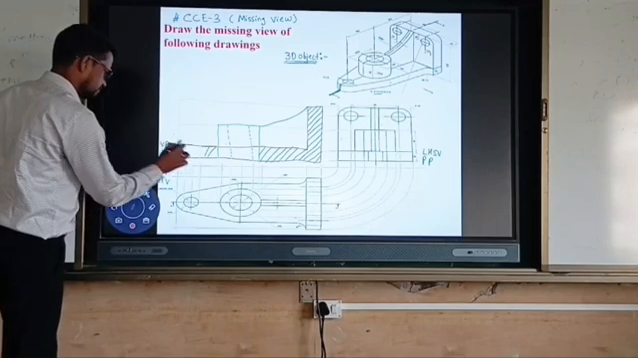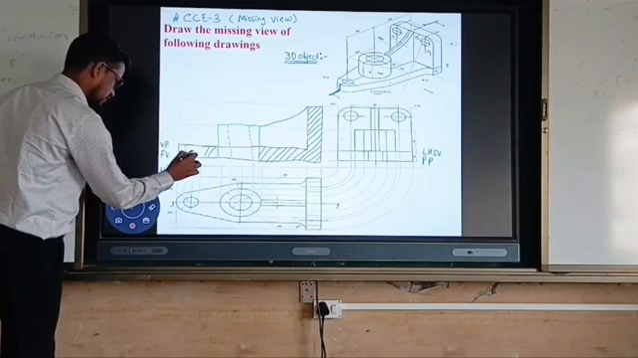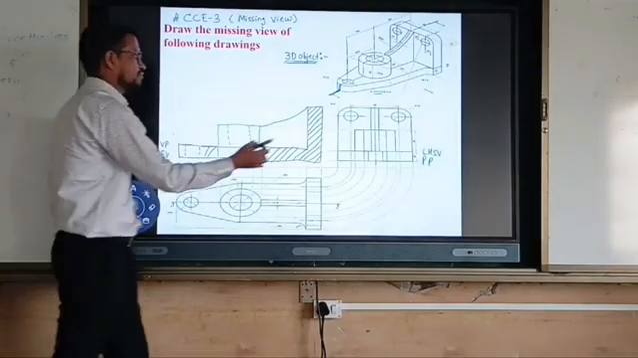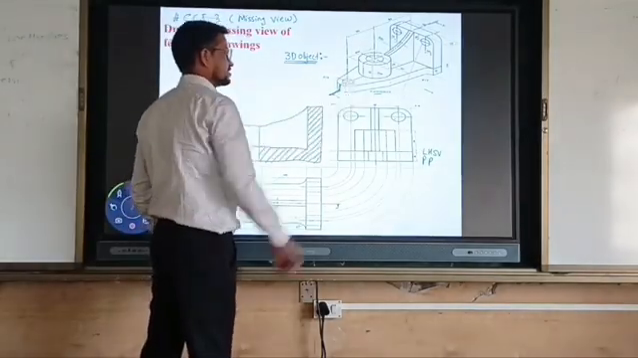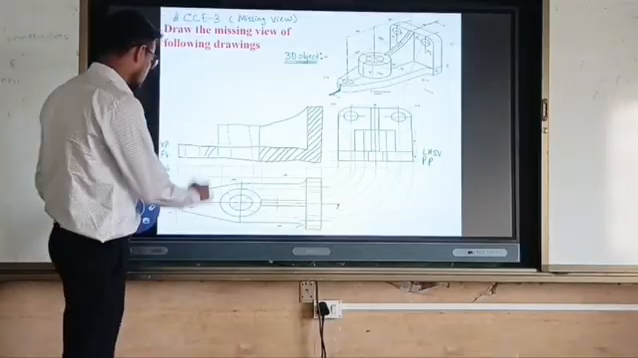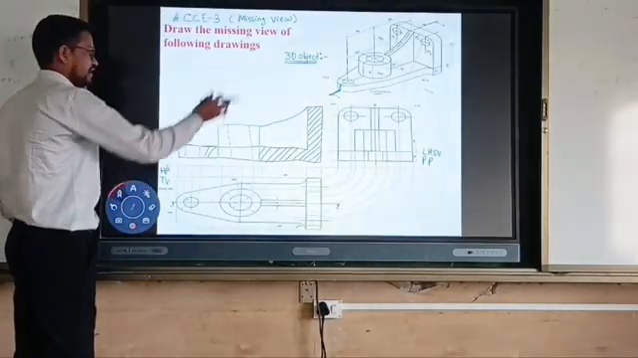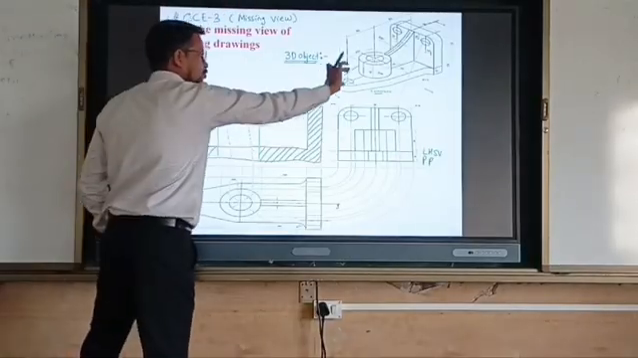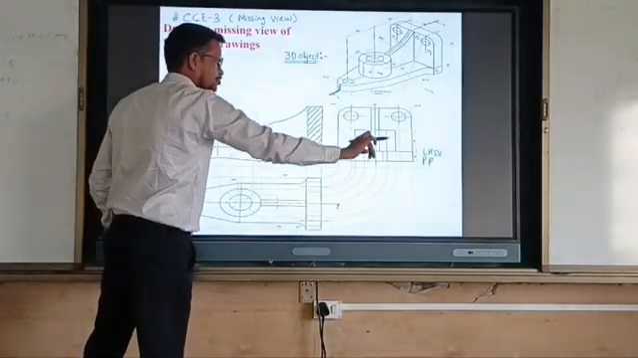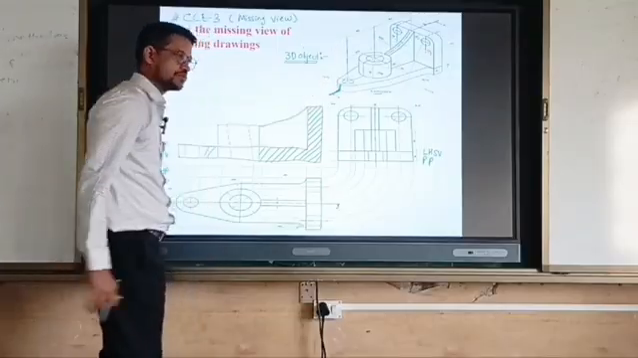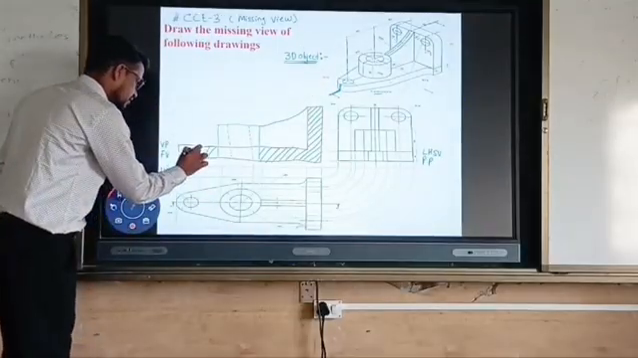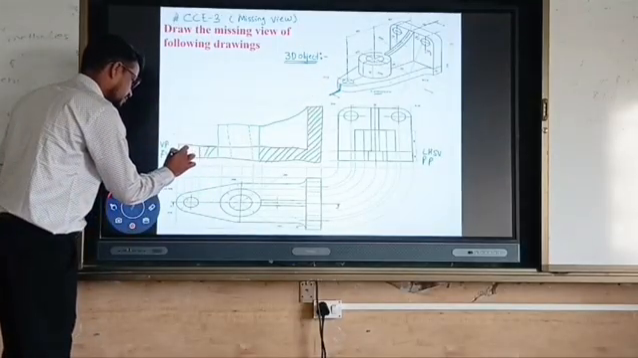How to deal with this? Here is a dotted line. Why a dotted line? Because when I am looking from the front side, this circle is invisible to me. That's why the dotted line must be there. When I take a sectional view, half the portion is removed, and the inner circle becomes visible. This dotted line becomes a dark line.